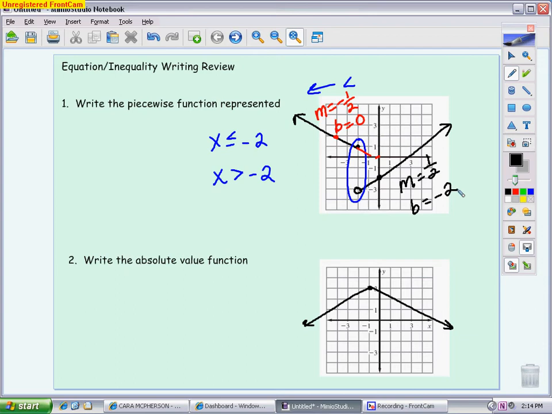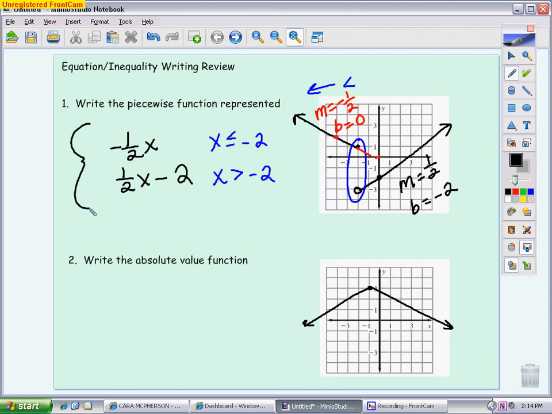So my equations, my ray that's heading to the left, that's this top equation, is going to be -1/2 x. And then you can write +0 if you want, but you don't need to because your y-intercept is 0. And then the one heading to the right has a slope of 1/2. So it's 1/2 x and then -2. So this is the way we write a piecewise.